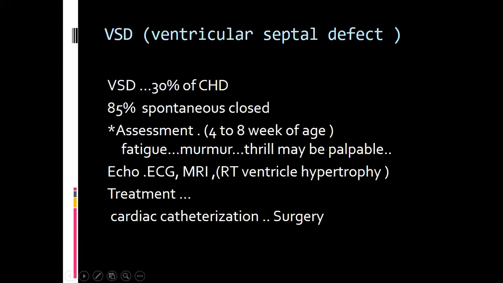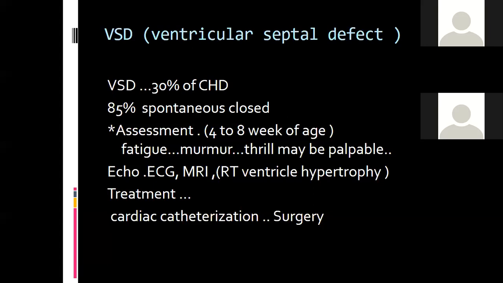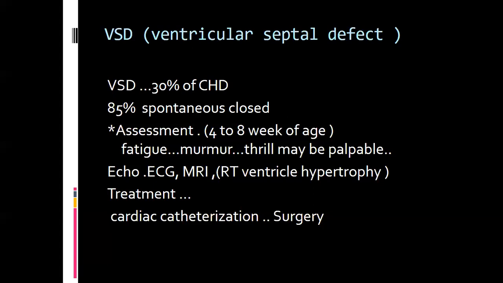Next is cyanotic heart disease, which has subheadings. Number one, transposition of the great arteries, tetralogy of Fallot, tricuspid atresia, and fourth, truncus arteriosus. In case of obstruction of the blood flow, number one is aortic stenosis, then pulmonary stenosis, and coarctation of the aorta. So these are the three subheadings under obstruction of the blood flow.